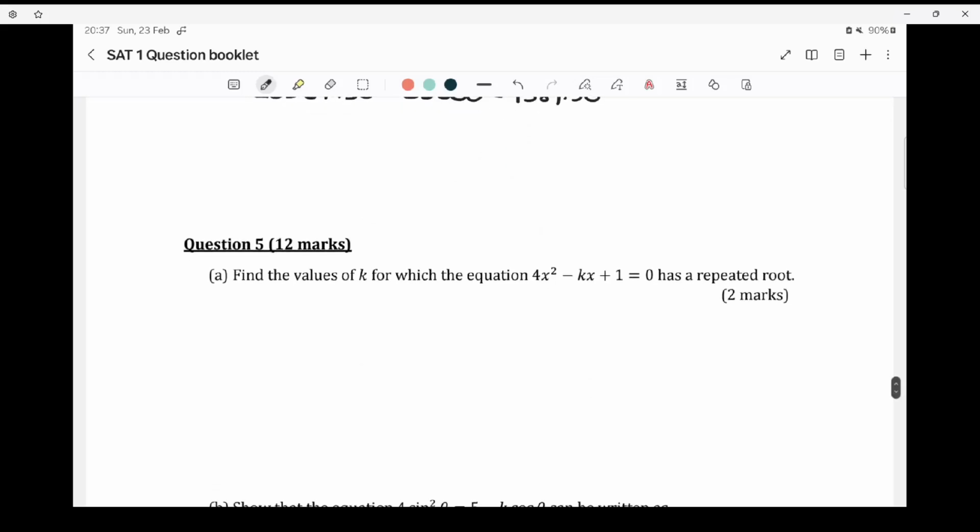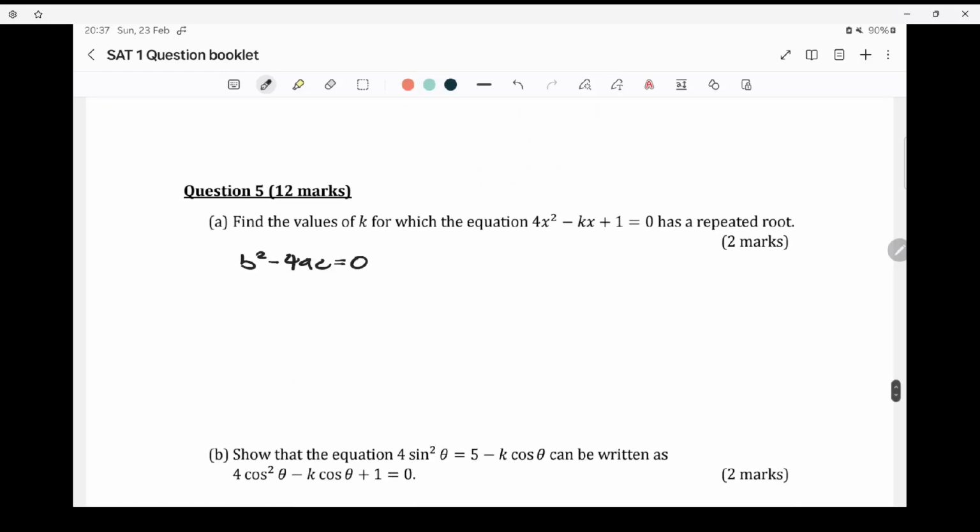Question 5. Find the value of k for which the equation has a repeated root. So it means b squared minus 4ac equals 0. So it's k squared minus 4ac equals 0. So k will be equal to plus or minus 4.